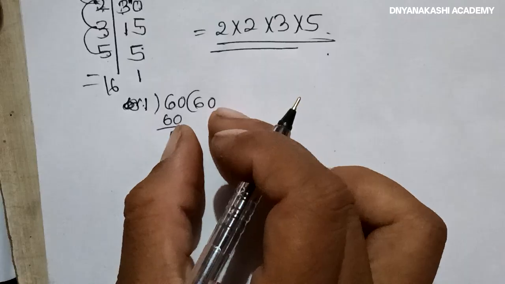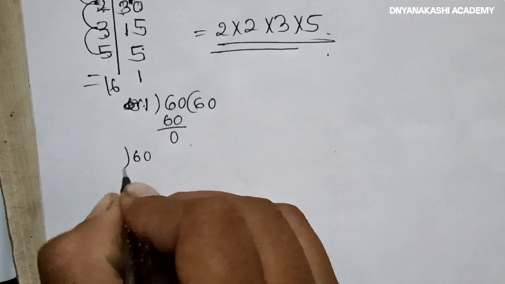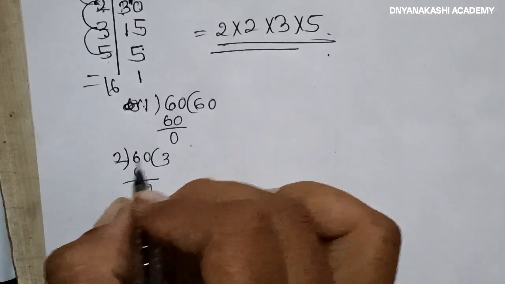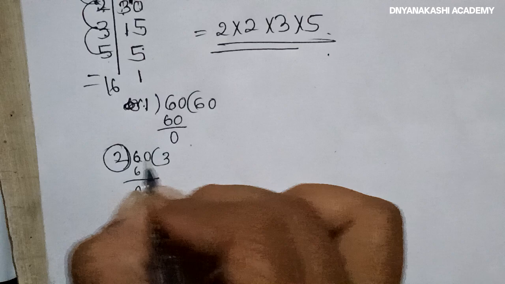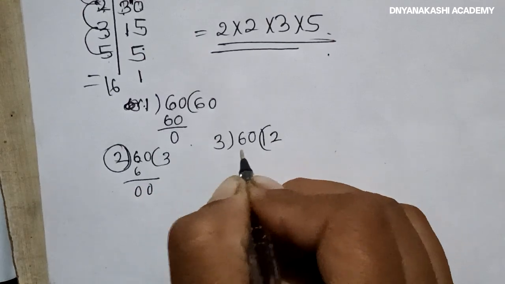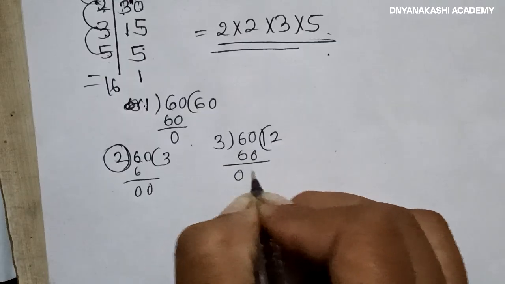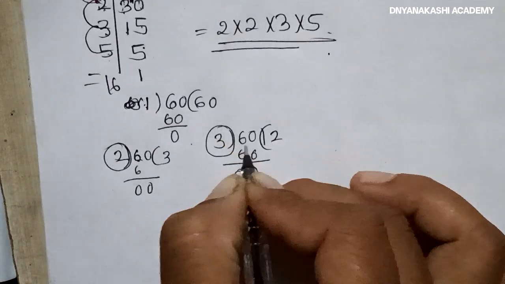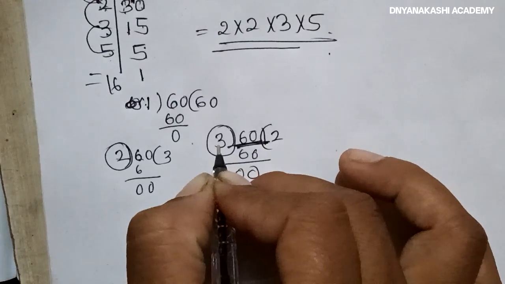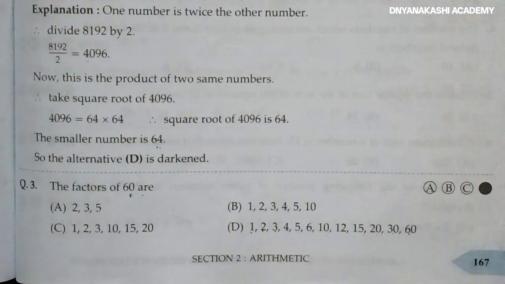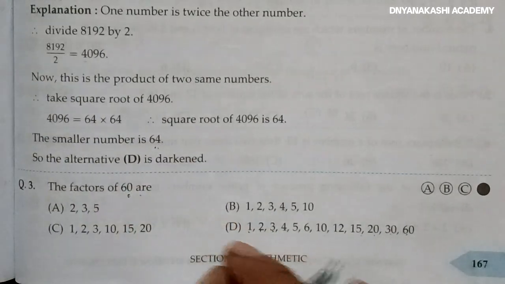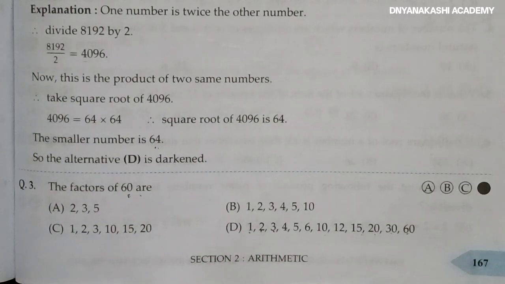That's why 1 is a multiple of 6. And 60 divided by 2: 2 3s are 6, and this one is a 0. That's why 2 is also a factor of 60. Also 3: 3 2s are 6, and the 0 here. And 3 also divides 60. That's why 3 is also a factor of 60. And that's why all these numbers divide 60, and these are factors of 60.